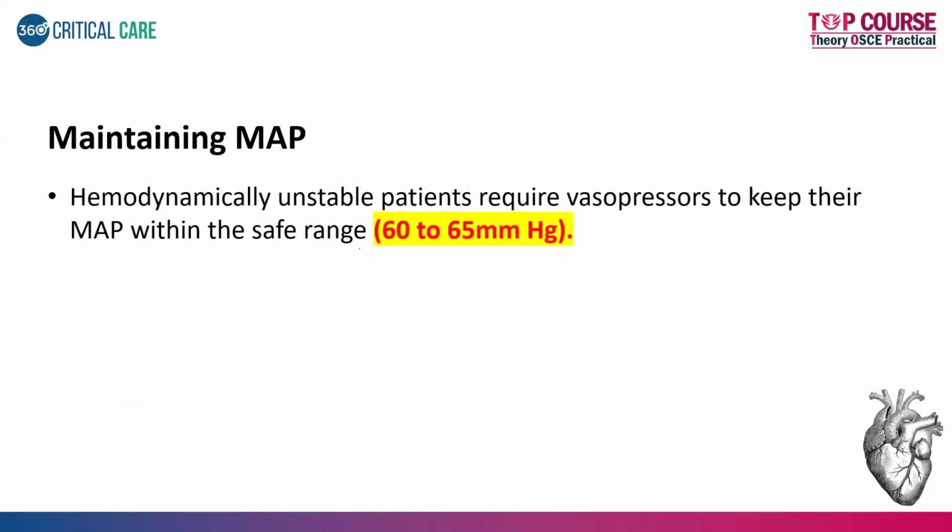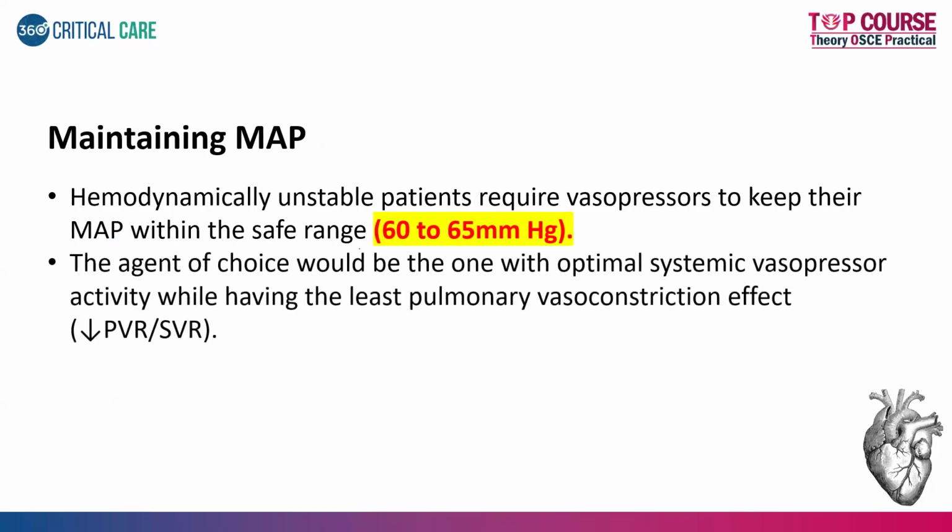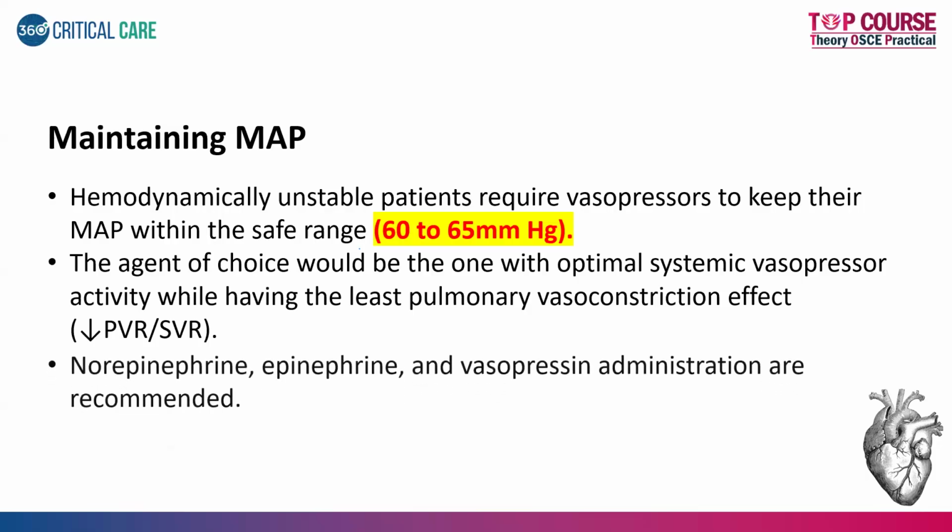The same target of 60 to 65 is usually taken as a safe range. So the choice of inotrope here would not matter much. Again, the drug of choice would be noradrenaline, and next line of treatment would be vasopressin or dobutamine, depending on what reduces the pulmonary vascular resistance.